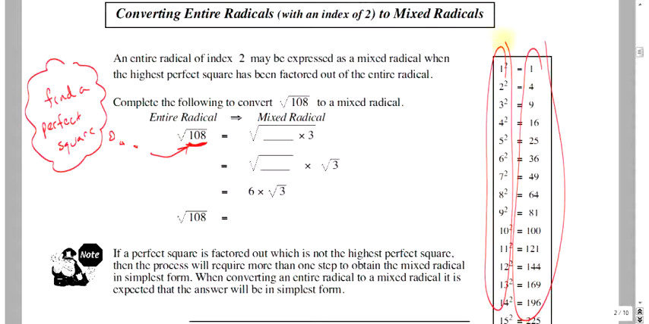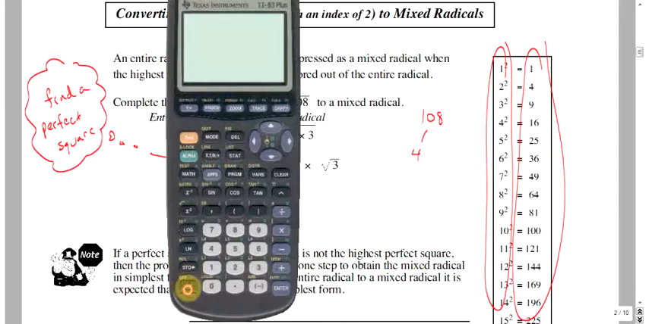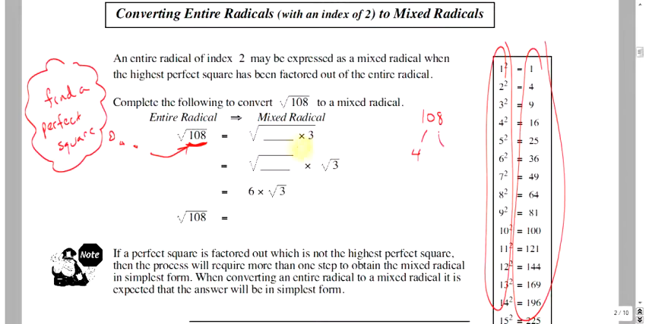But this is a big ugly number. Do you see what perfect square is in 108? Okay. Try 4. Does 4 go in there? 108 divided by 4, because I know 4 is a perfect square, oh look, 27 times. Okay? But they're already telling us what to do.